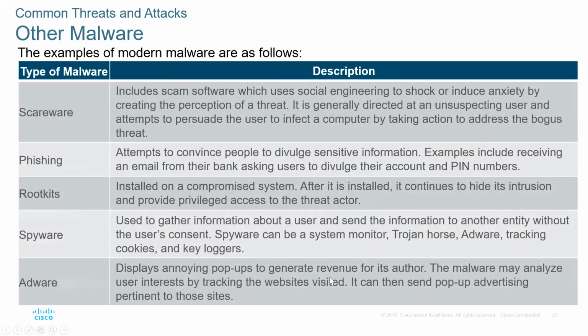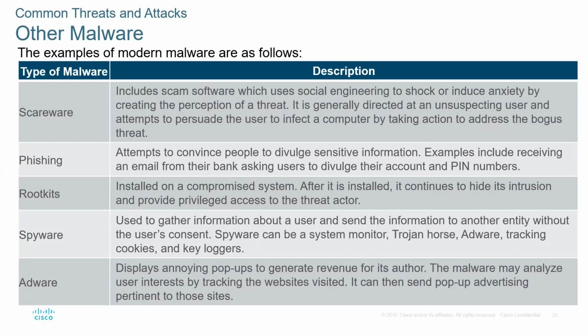So other types of malware, you have scareware, which is scam software that uses social engineering to shock and induce anxiety with the perception of there actually being a threat. It is generally directed at an unsuspecting user and attempts to persuade them to infect a computer by taking action of going to an address with a bogus threat. We have phishing. This is typically done with your email. This is going to get people to divulge sensitive information. So receiving an email from a bank that asks users to divulge their account or their PIN numbers.